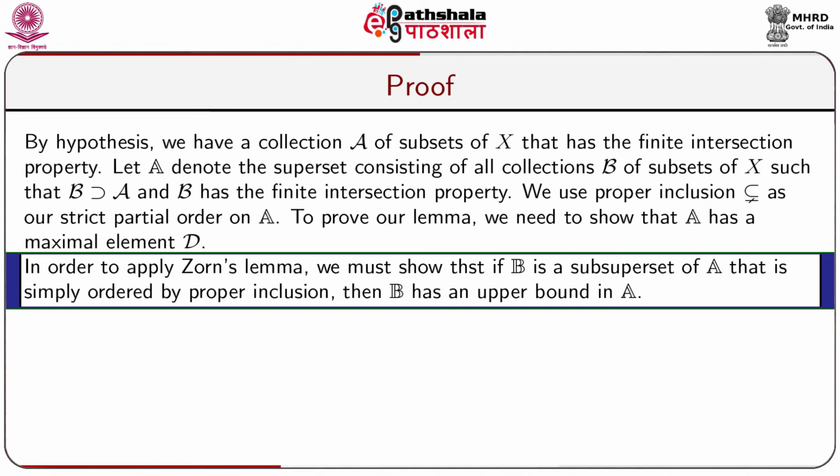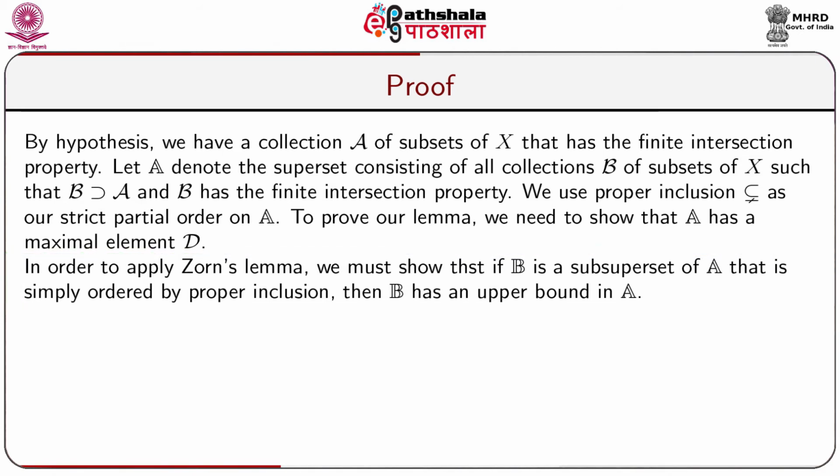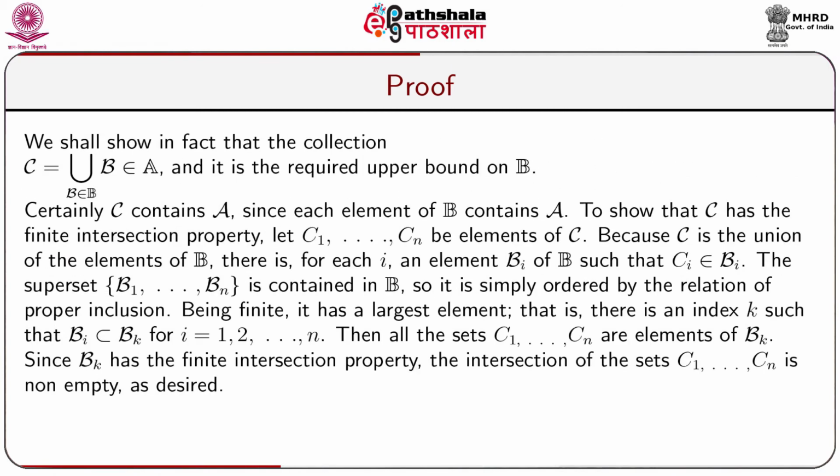In order to apply Zorn's lemma, we must show that if blackboard bold B is a subset of blackboard bold A, that is simply ordered by proper inclusion, then blackboard bold B has an upper bound in blackboard bold A. We shall show in fact that the collection C, equal to the union of script B, B belonging to blackboard bold B, which is the union of the collections belonging to blackboard bold B, is an element of blackboard bold A. Then it is the required upper bound on blackboard bold B.